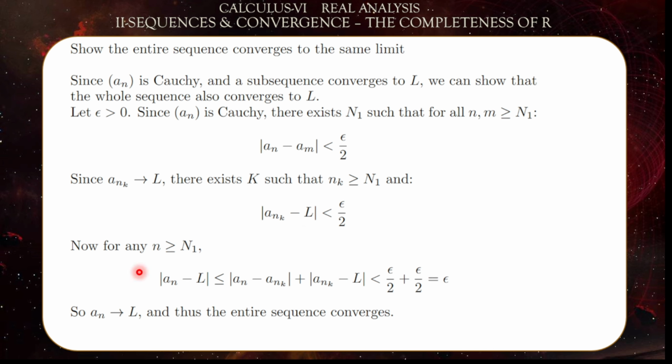Now for any n greater than or equal to n1, |an − L| is less than or equal to |an − ank| + |ank − L|, which is less than epsilon divided by 2 plus epsilon divided by 2, which is epsilon. So simply, we divided the sequence into two sets. The sum of these two sets approaches epsilon. One half of the set would approach epsilon over 2, half of the approximation. So an tends to L and thus the entire sequence converges.